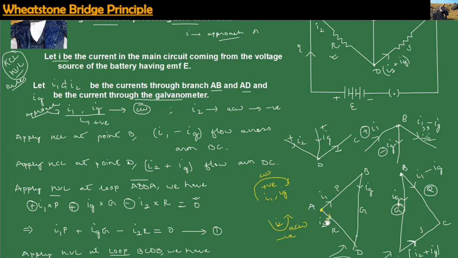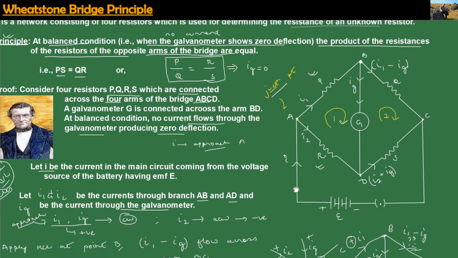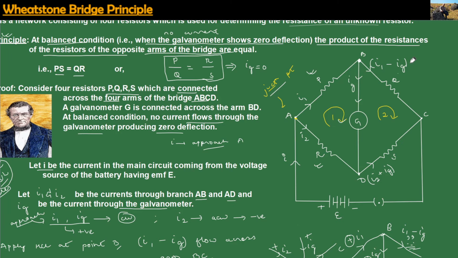So let us look at the main circuit diagram. This current I1 minus IG with respect to point B is clockwise in nature. With respect to point B, the current IG will be anti-clockwise, since that is its direction. With respect to point B, this current I2 plus IG is also anti-clockwise in nature on the second loop. On the first loop, with respect to point A, I1 is clockwise. That is why it is taken as positive.